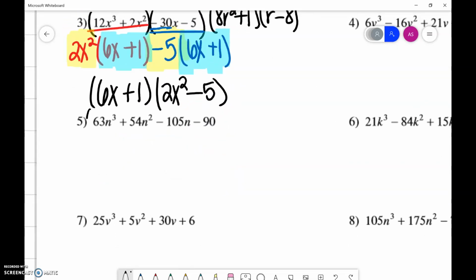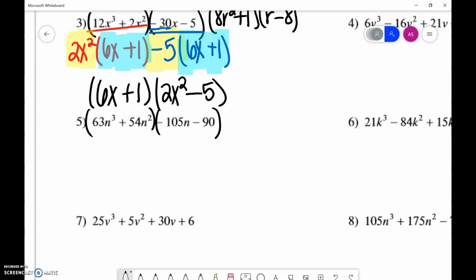Okay, let's do number 5. So I'm going to go ahead and group my terms together. Now tomorrow we'll talk about factoring out our greatest common factor from the beginning, but today we're just going to run through the steps. So just keep that in mind. So my first set, my GCF here will be, that's actually, sorry, meant to put 9n squared.